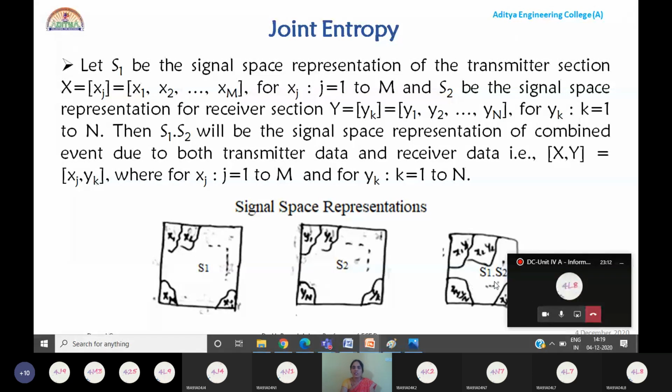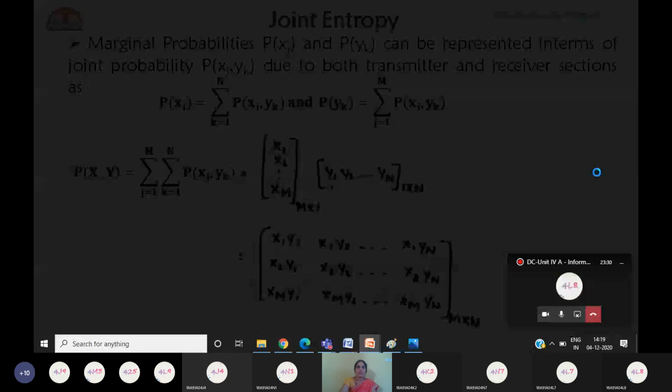Similarly, you can observe S1, S2. It is the signal space representation of the combined event due to both transmitted data and received data. That is xj yk, where j ranges from 1 to m and k for yk ranges from 1 to n.